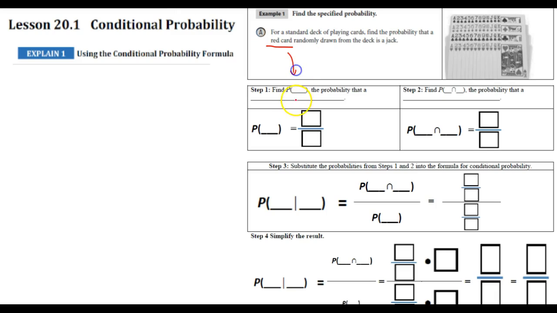What letter do you want to use for red? R. And that's for, again, the probability that a red card is chosen. Okay, so let's work this out. What would be the probability of a red card? Well, there's about, in case you forgot, 52 cards in a standard deck. And how many of them are red? Well, that's 13 and 13, which would make a total of 26.